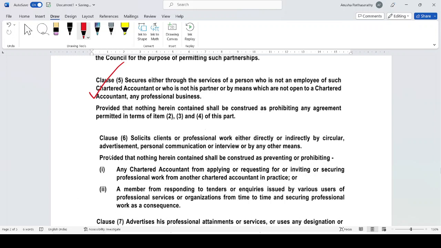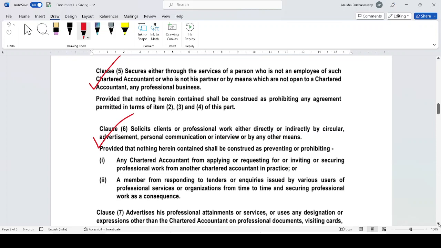As per clause 6 of part 1 of the First Schedule, Chartered Accountants Act 1949, a chartered accountant in practice is deemed to be guilty of professional misconduct if he solicits clients or professional work either directly or indirectly by circular, advertisement, personal communication or interview or by any other means, provided that nothing herein contained shall be construed as preventing or prohibiting any chartered accountant from applying for or requesting or inviting or securing professional work from another chartered accountant in practice, or a member from responding to tenders or enquiries issued by various users of professional services or organizations from time to time.